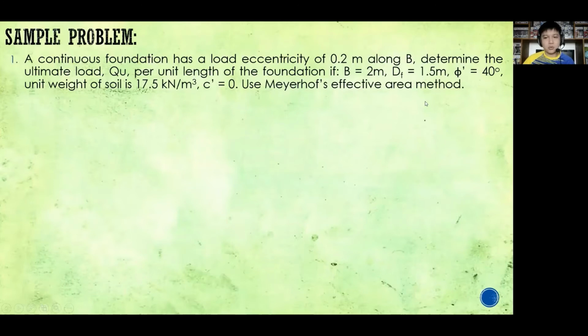Okay, for our sample problem number 1, a continuous foundation has a load eccentricity of 0.2 meter along B, so along the width. Determine the ultimate load QU per unit length of the foundation, if B is equal to 2 meters, DF is 1.5 meters, phi prime is 40 degrees, unit weight of soil is 17.5 kilonewtons per cubic meter, and C prime is 0. Use Meyerhof's effective area method.